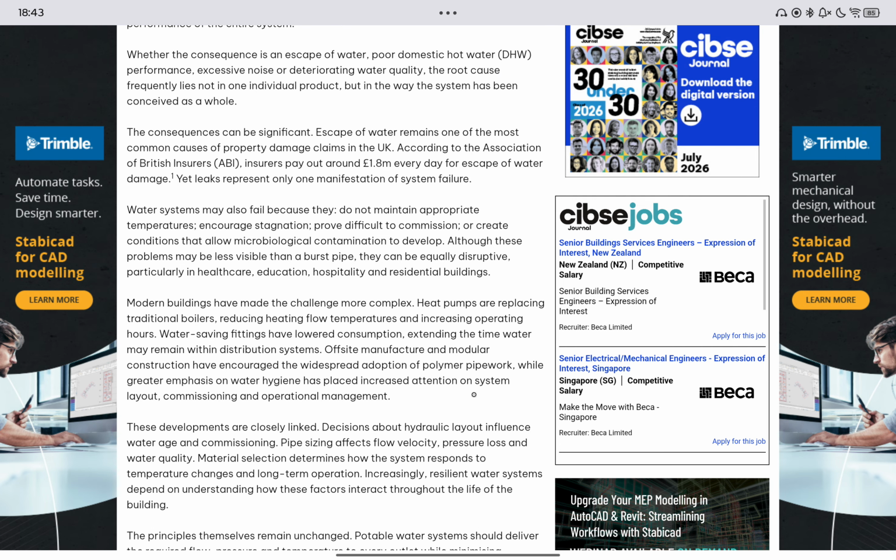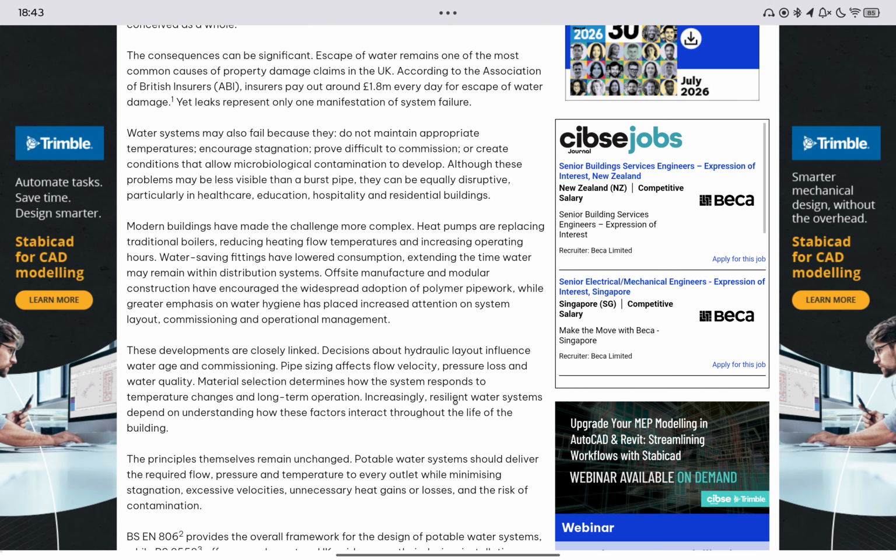Water systems may also fail because they do not maintain appropriate temperatures, encourage stagnation, prove difficult to commission, or create conditions that allow microbiological contamination to develop. Although these problems may be less visible than a burst pipe, they can be equally disruptive, particularly in healthcare, education, hospitality and residential buildings. Modern buildings have made the challenge more complex.